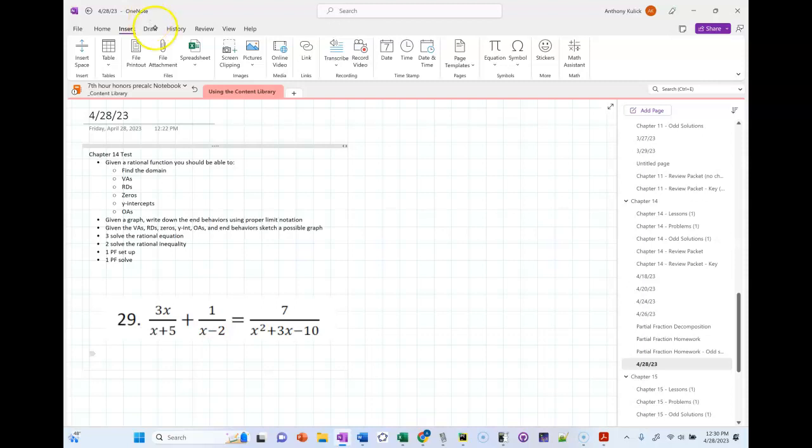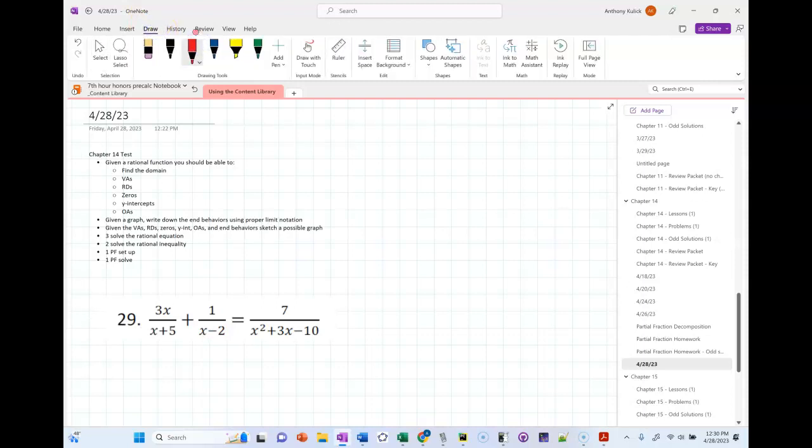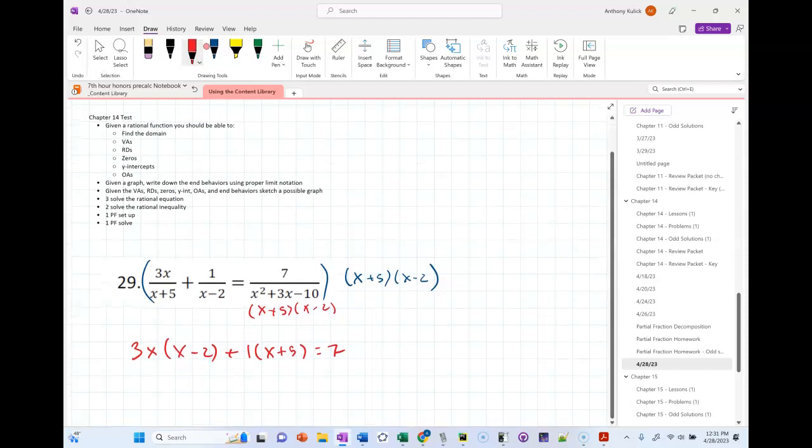So we're solving here. I would start by factoring this denominator. From there, I can see that the least common denominator would be just x plus 5 times x minus 2. When I distribute things through, I get 3x times x minus 2 plus 1 times x plus 5 equals 7. I'll distribute through and simplify.